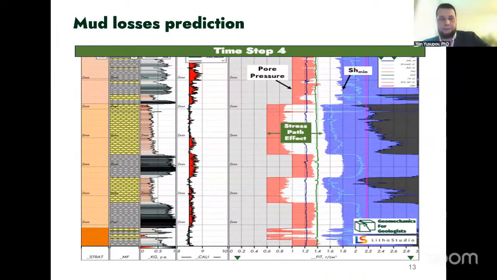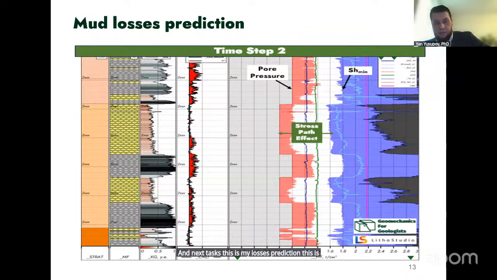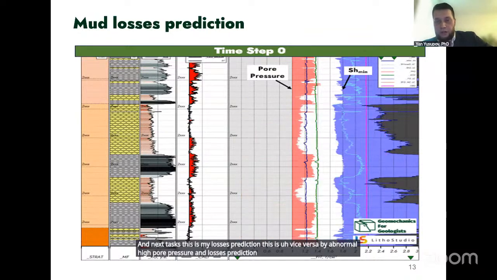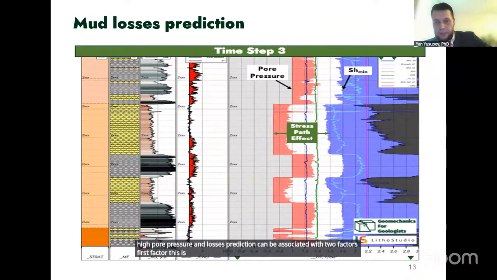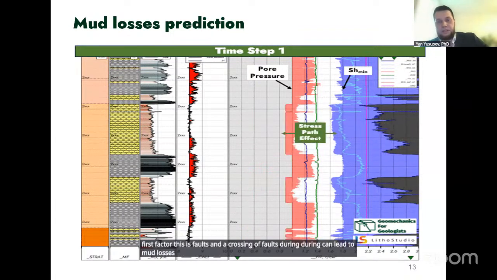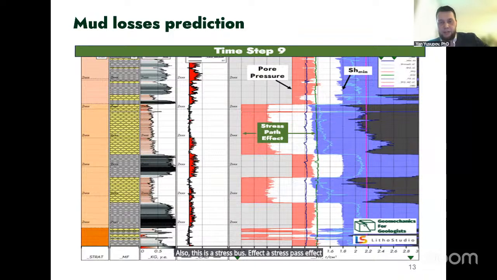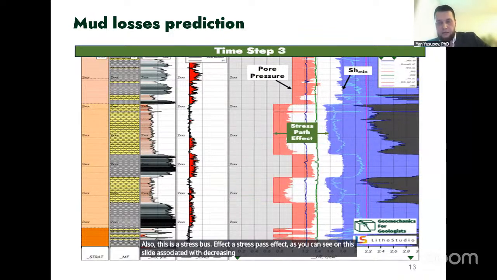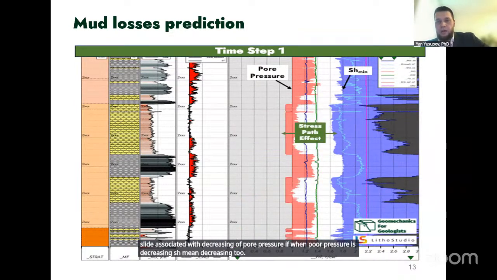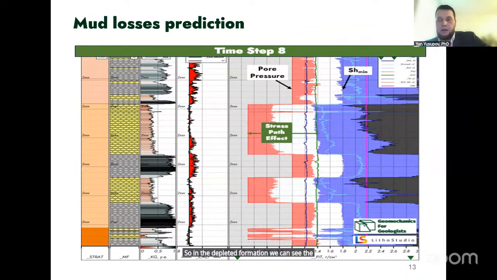And the next task is mud losses prediction. This is vice versa to abnormal high pore pressure, and losses can be associated with two factors. The first factor is faults, and crossing faults during drilling can lead to mud losses. Also, there is the stress path effect. The stress path effect, as you can see on this slide, is associated with decreasing pore pressure. When pore pressure is decreasing, SH-min decreases too. So in a depleted formation, we can see mud losses.